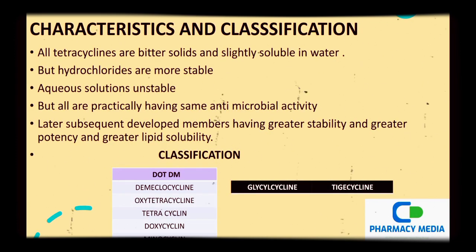Coming to the characteristics and classification of the tetracyclines, let's see the basic characteristics they have. They are generally bitter solids and slightly soluble in water. When mixed with water, they form aqueous solutions which are highly unstable, whereas the hydrochlorides are more stable. But even though the aqueous solutions are unstable, the antimicrobial activity of both the hydrochlorides and the aqueous solutions is equal.